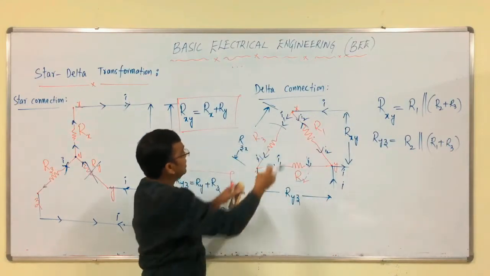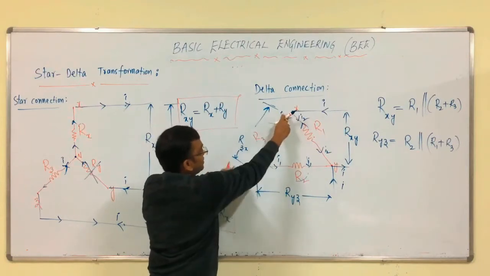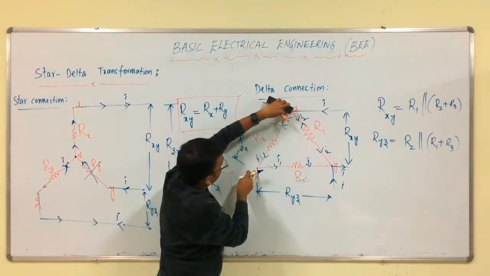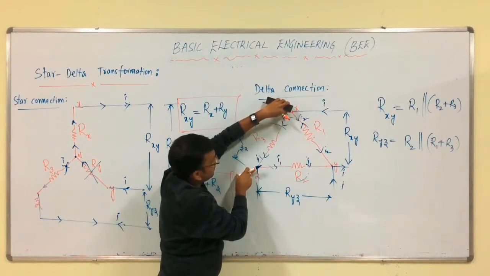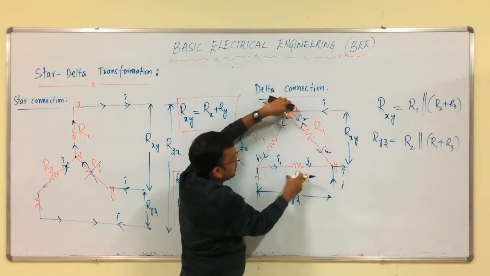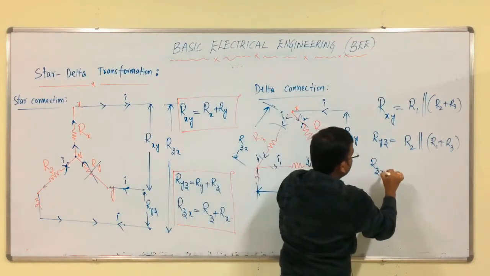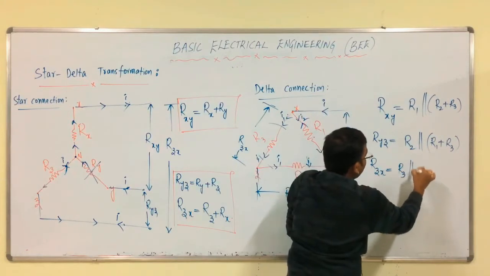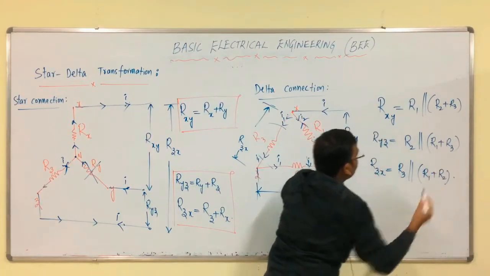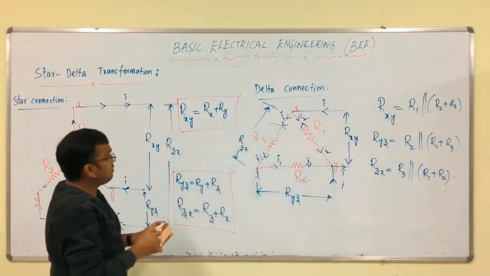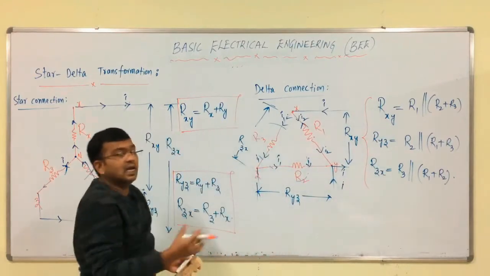Like this, if we consider between these two, R zx. If we look between these two terminals, what have you observed? The series combination of R1 plus R2 is parallel with R3. So R zx is equal to R3 parallel with R1 plus R2. This is the equivalent resistance of the star and delta connected networks.